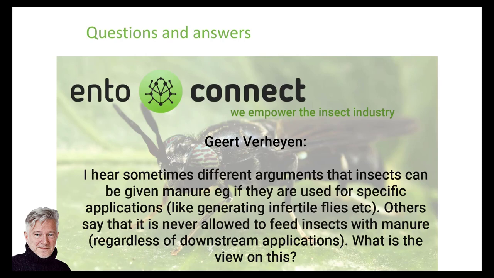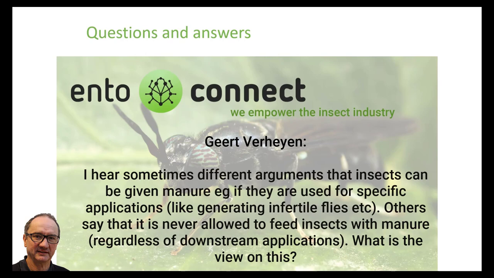Thank you for this question. We have the legislation divided in two parts: the downstream and the upstream. Downstream means to which animals we can feed our product, our processed animal protein, our fat. And then the upstream is the question, what can we feed to the insects? And there the animal byproduct legislation comes into play.